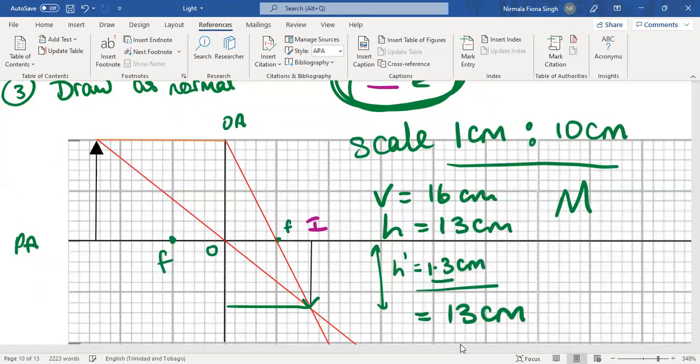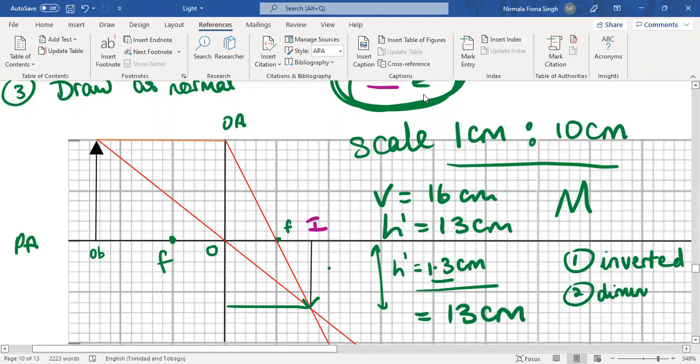Let's see what the nature of this image is. 1, is our image right side up or upside down? It's upside down, so it's inverted. 2, is our image larger or smaller than our object? Anybody? This is our image. This is our object. Is our image larger or smaller? Smaller. So since our image is smaller, we call this image diminished in size.